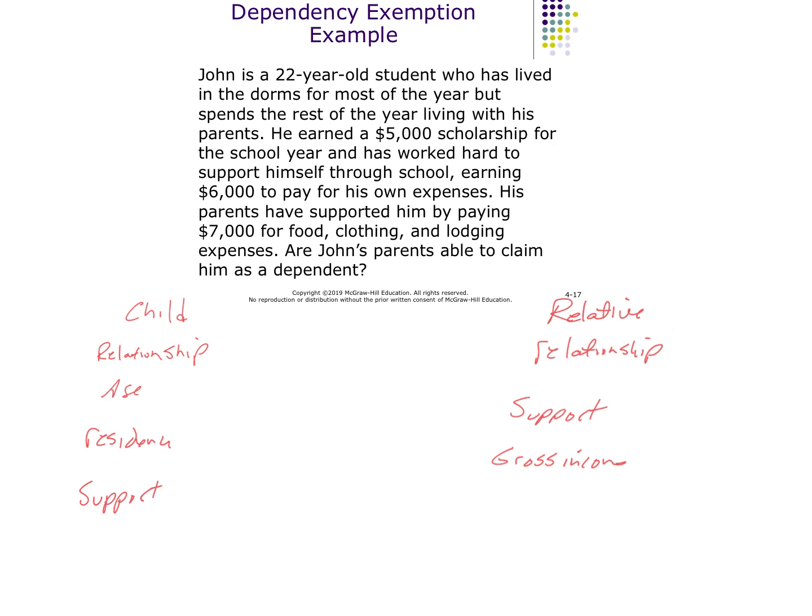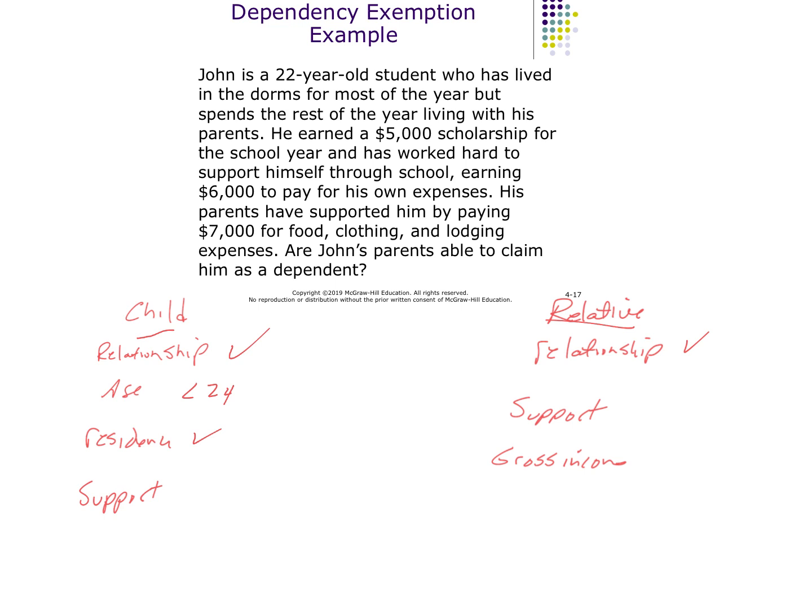So, does he pass the relationship test for the qualifying child and the qualifying relative? Well, yeah. He is their son. Okay? So, he passes the relationship test for both. Does he pass the age test? Yes. He is less than 24. Okay? Does he pass the residence test? All right, he lives in the dorms, but the rest of the time he spends with his parents. Yes, he passes that one.